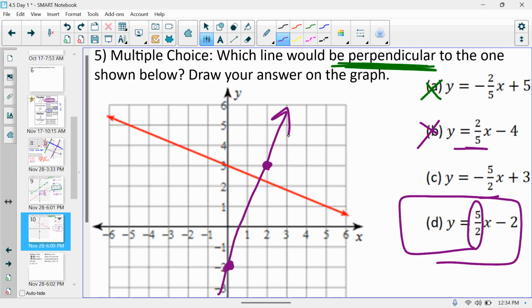I'm not very good at drawing a straight line, but if you're a little better at it than me, it should look like this is a right angle. It should look like they're perpendicular to each other. Okay, questions on that at all?